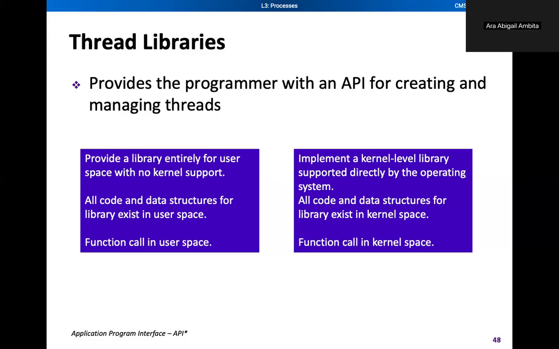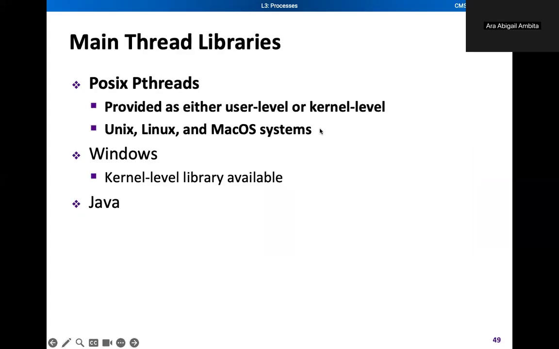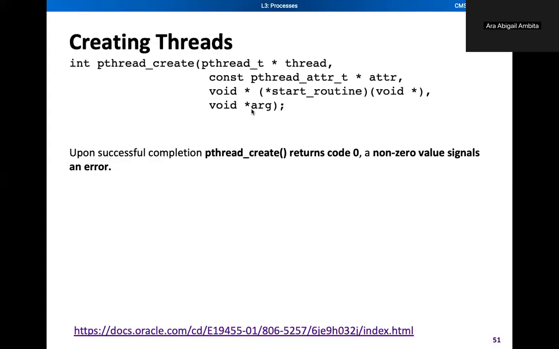Okay, let us discuss thread creation specifically for POSIX threads, which provides either user level or kernel level threads and works for any operating systems like Unix, Linux, and also Mac OS. This is the general format or structure of a thread creation in POSIX. So we have int pthread_create, and it contains four arguments.